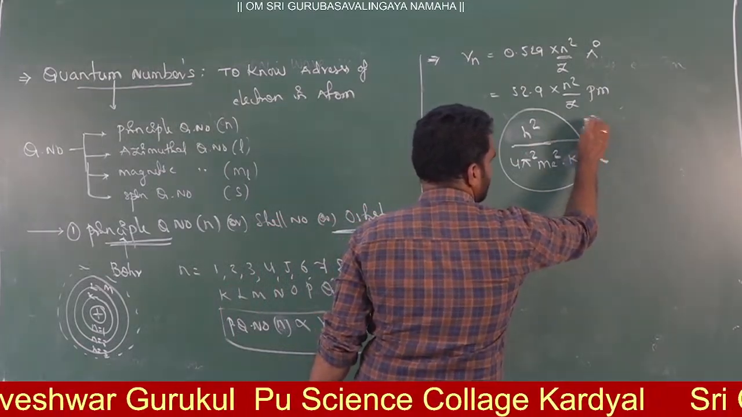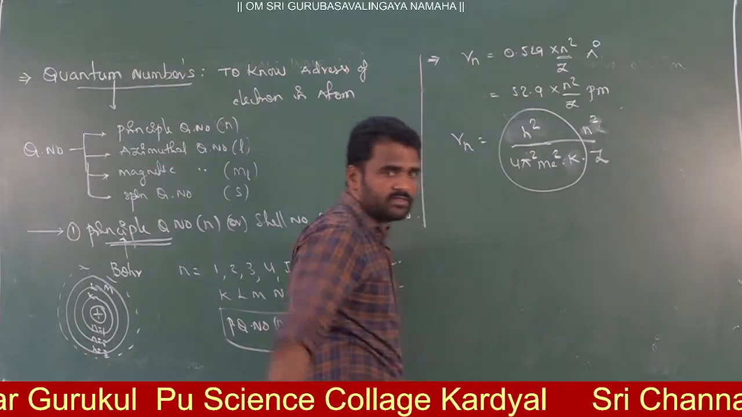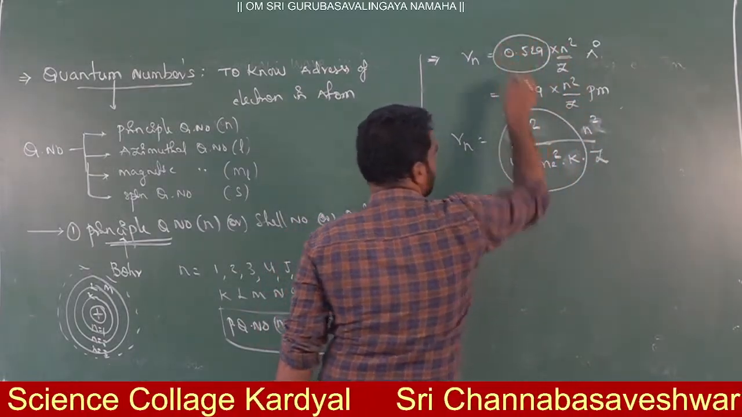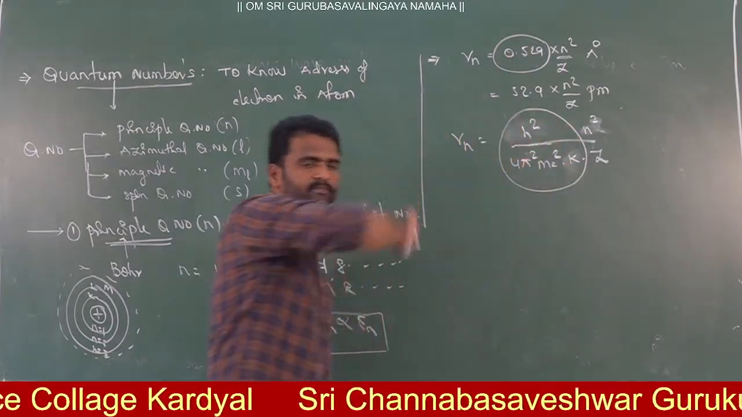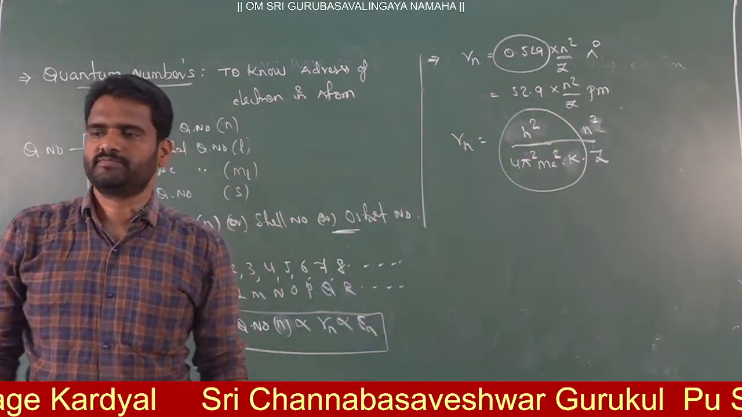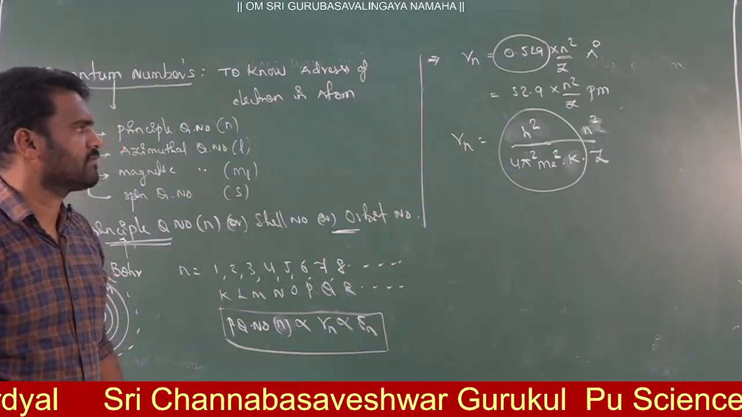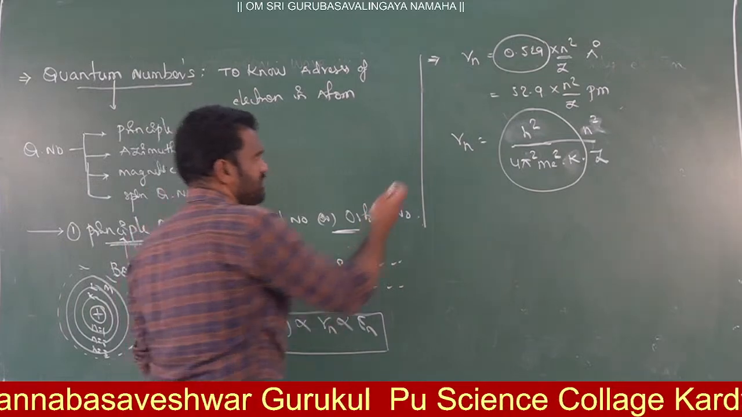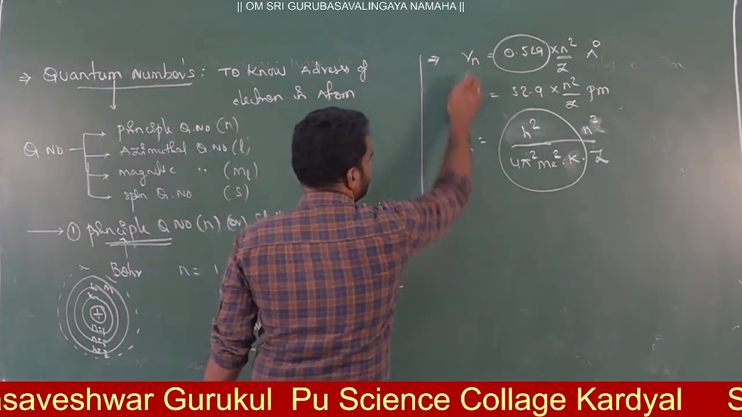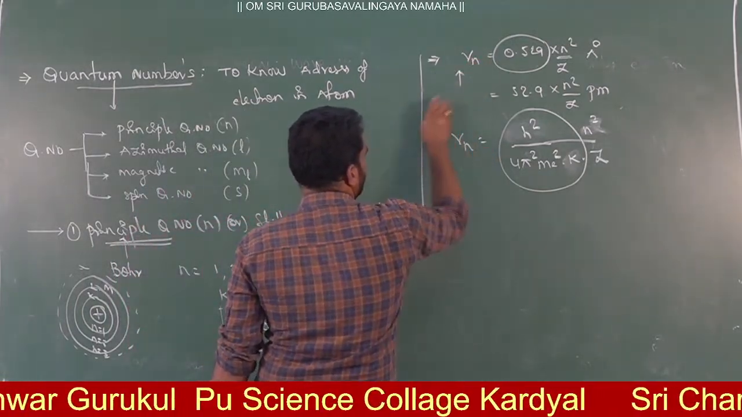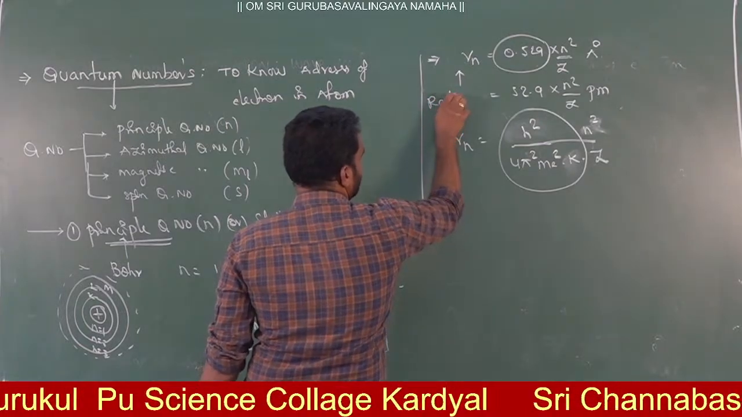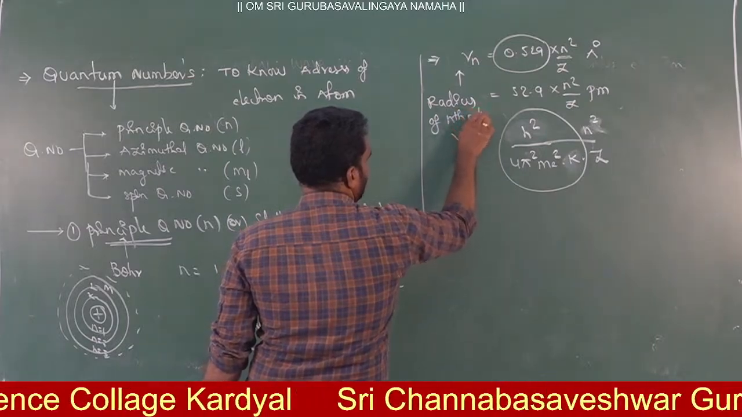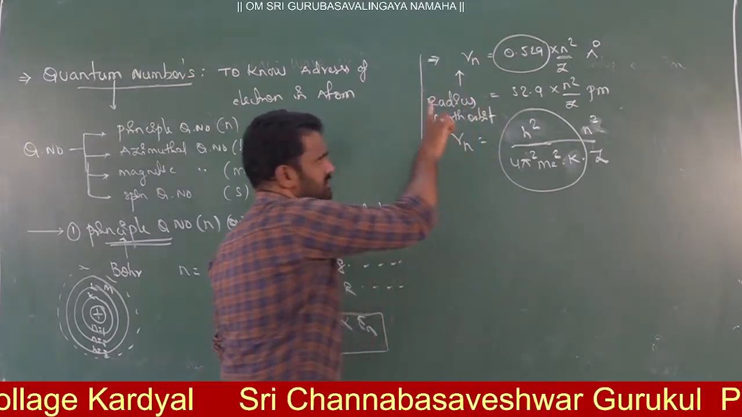Here it is n square by Z, yes or no? n square by Z. This value will be equal to this much. Okay, radius of orbit, so you can write it here: radius of the nth orbit, or n principal quantum number. This is the formula.